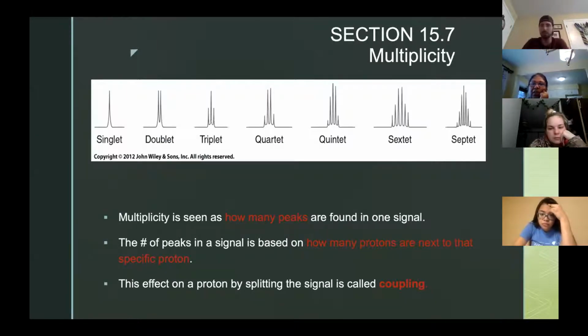Any questions? You remember the methyl, the methylene, and the methine? I think Jamie talked about that when she did the presentation, right? Okay. I have a question.